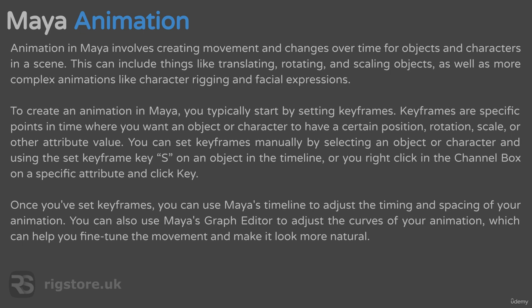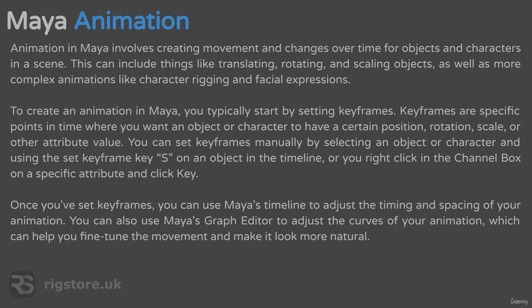Animation in Maya involves creating movement and changes over time for objects and characters in a scene. This can include things like translating, rotating, and scaling objects, as well as some more complex animations like character rigging and facial expressions.